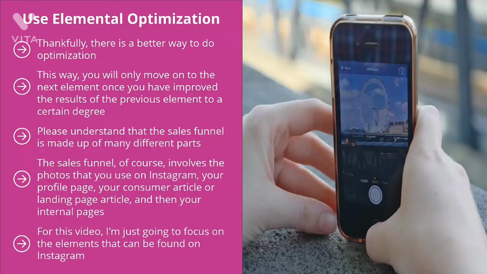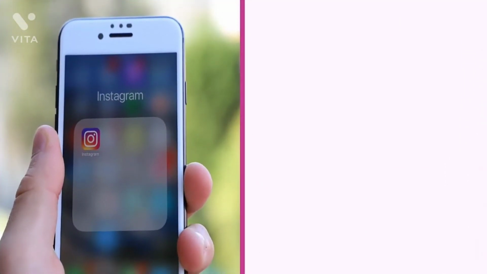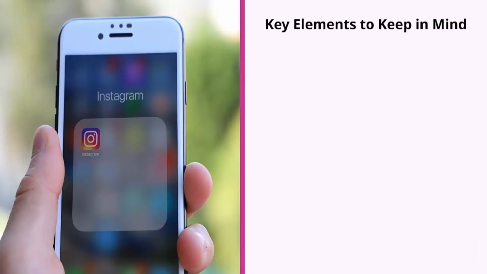Each of these have to be optimized, and each of these have separate elements within them. For this video, I'm just going to focus on the elements that can be found on Instagram. You can use the same element-by-element analysis to optimize your squeeze page, your consumer guide page, and other elements on your own website. But as far as this training is concerned, we're just going to focus on the elements found on Instagram. Key elements to keep in mind. When optimizing, here are the elements that you should focus on.